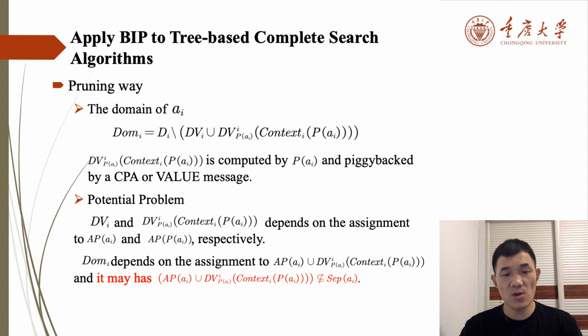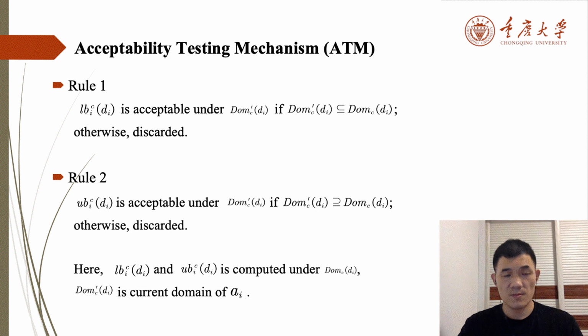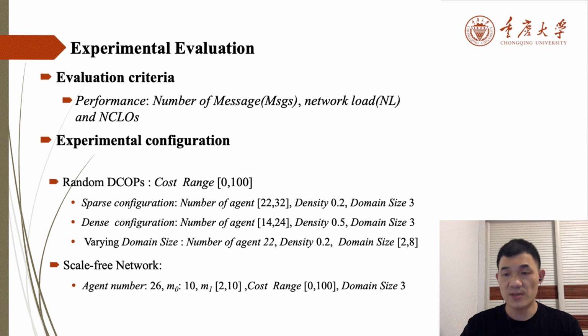The potential problem introduced by BIP is that it may expand the context on which the search result depends, so that there is not enough information for the existing checking mechanism to determine the validity of search results. Therefore, we further propose ATM, which can filter out unacceptable search results by checking the change of domains. ATM consists of two rules, as shown as follows.